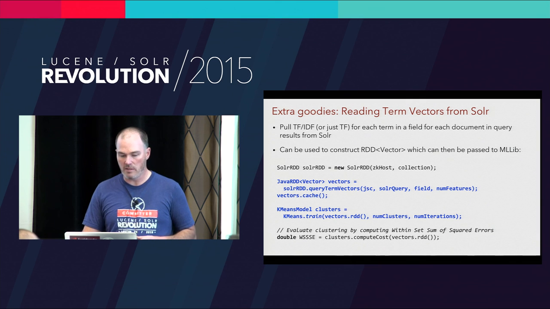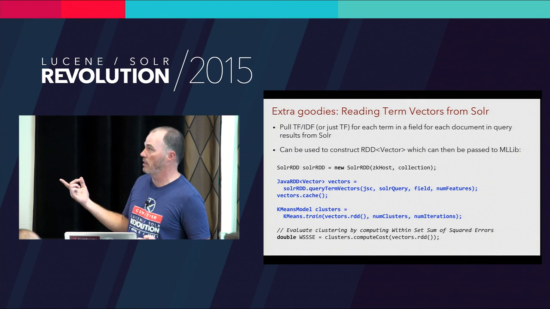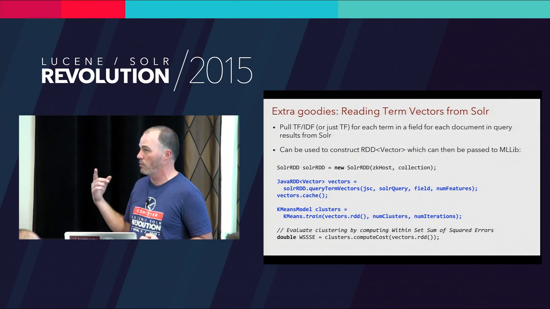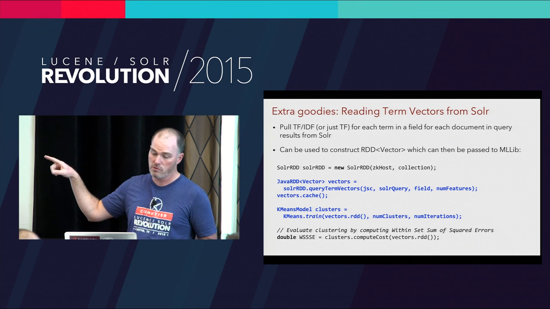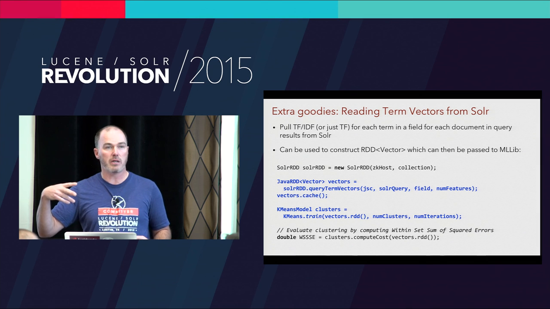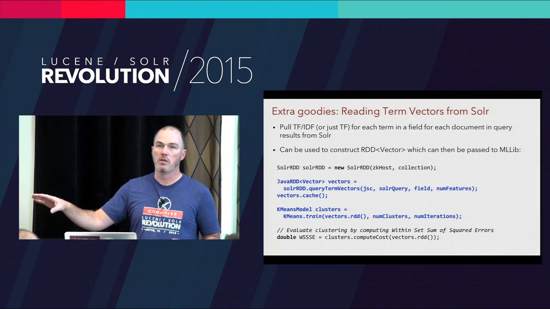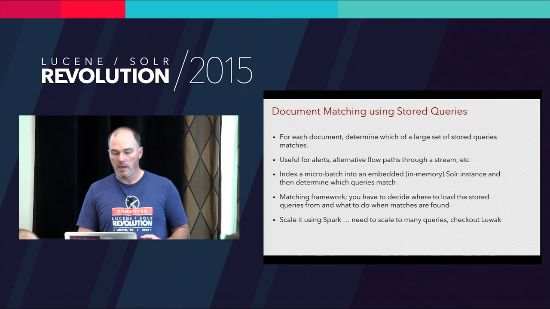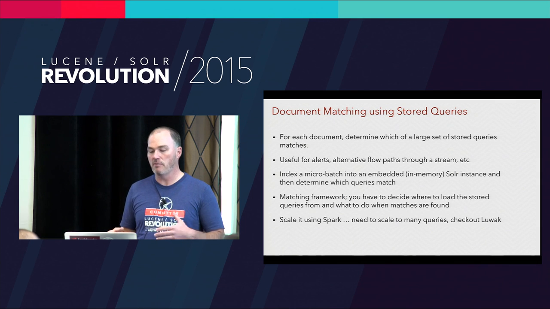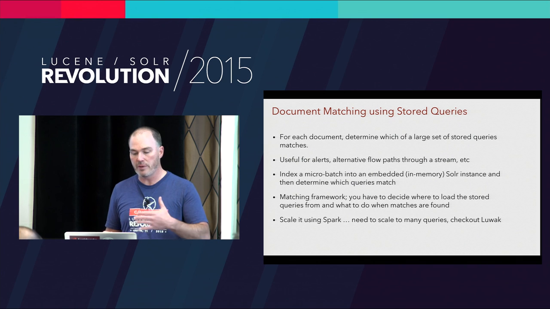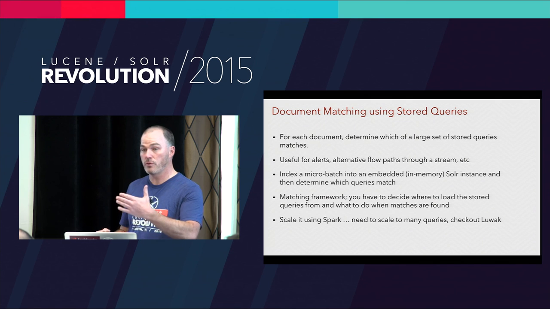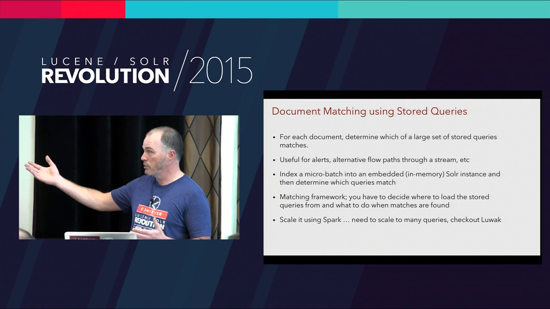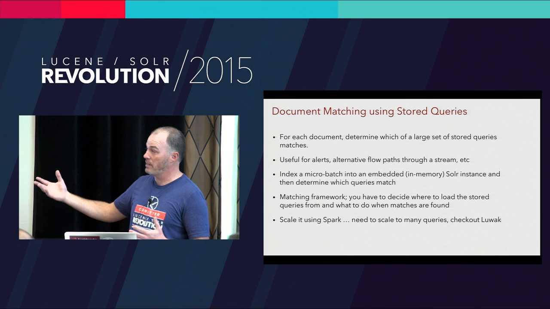I am getting close to out of time, so a couple other things. This isn't as interesting for a lot of people because many don't like to store term vectors in their index, since it's very expensive in terms of disk utilization. But if you do, it has tools for pulling the term vectors directly out of Solr and passing them on to Spark ML. It also has this idea, which Grant mentioned, of alerts. If you have a set of queries and you want to execute those queries against documents as they flow through your system, such as in streaming, to do matching and alerting, it has a basic framework for that.